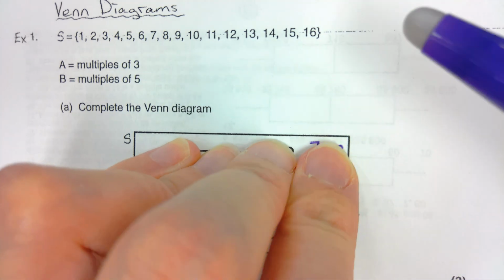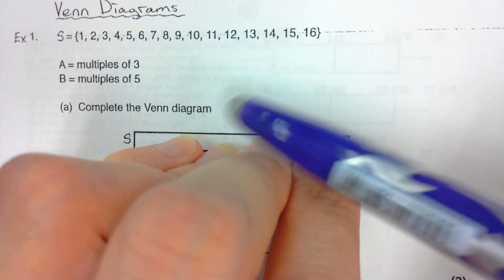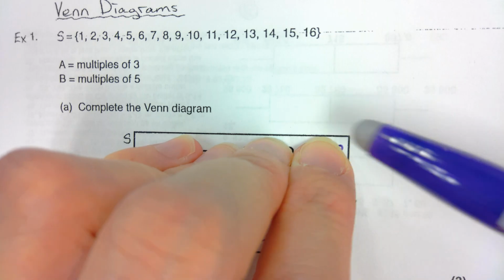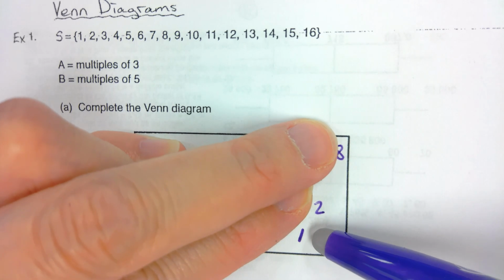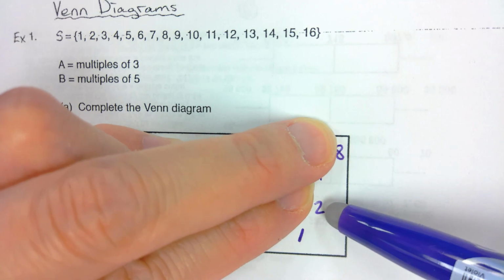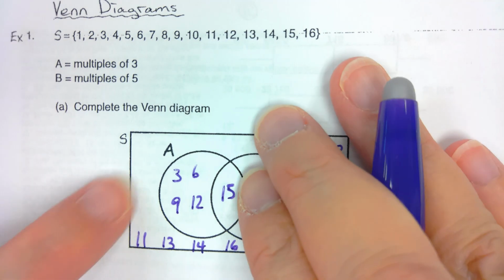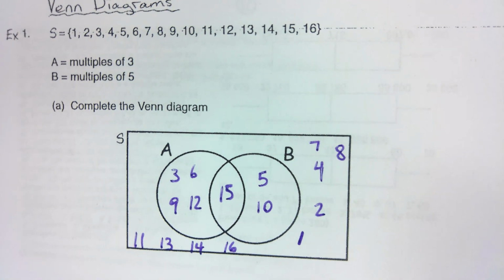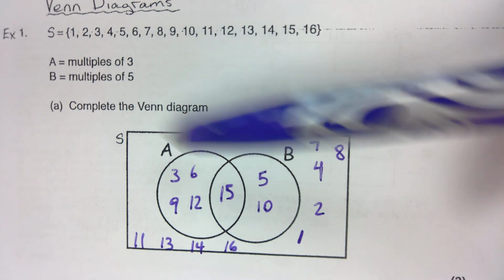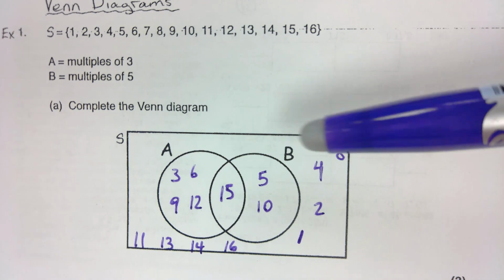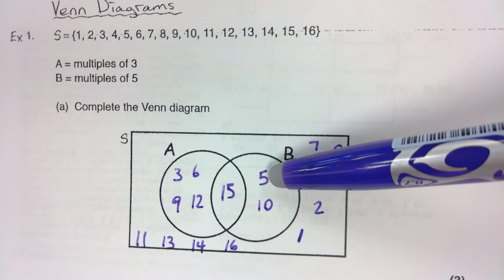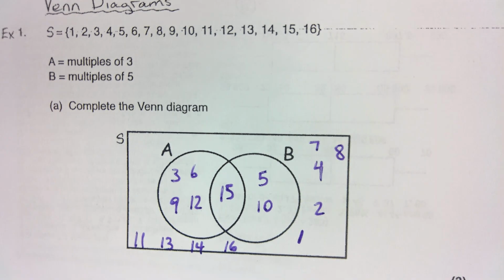So where would 1 go in my Venn diagram? Is 1 a multiple of 3 or 5? No. So I would write it on the outside. 2, same thing. And then 3 would go in the A circle. Here, I'll just show it. 4 would go on the outside because it's neither. And then number 5 is a multiple of 5. So I will put it in the B circle.